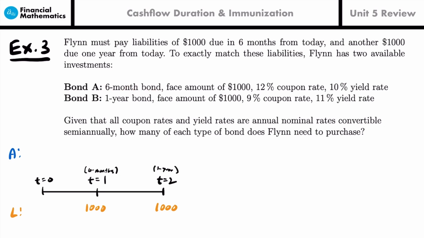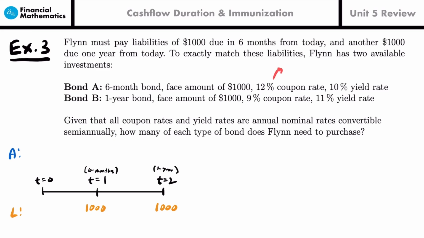It's a 6-month bond with a face amount of $1,000, and it has a 12% coupon rate and 10% yield rate. Now remember, we are told that the coupon rates and yield rates are annual nominal rates convertible semi-annually, so we need to convert those rates into what they would actually be for our calculations. We probably won't actually make use of the yield rate in this problem, but the coupon rate is going to be important, so I'm just going to convert both of them anyway.